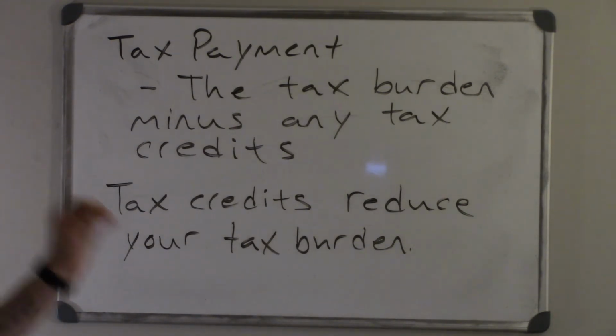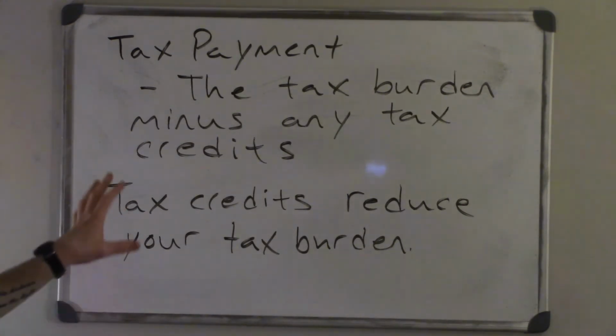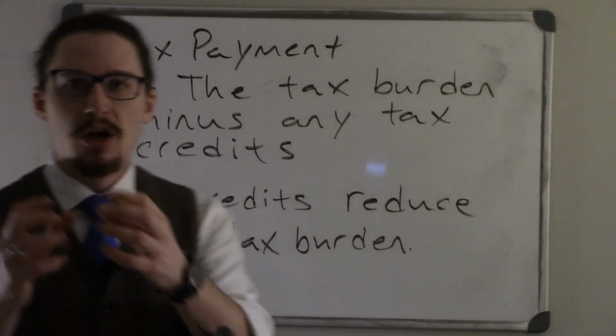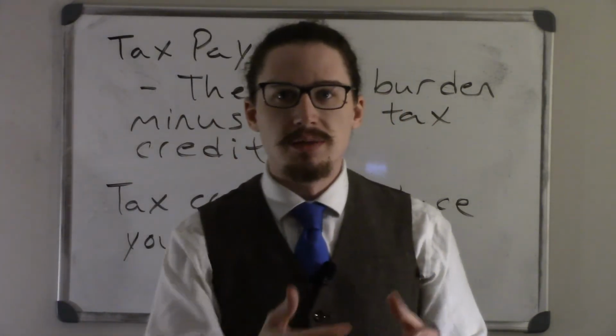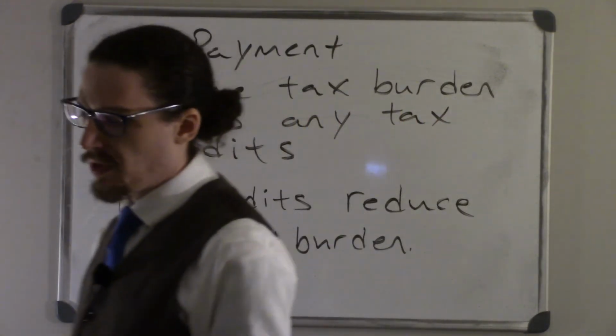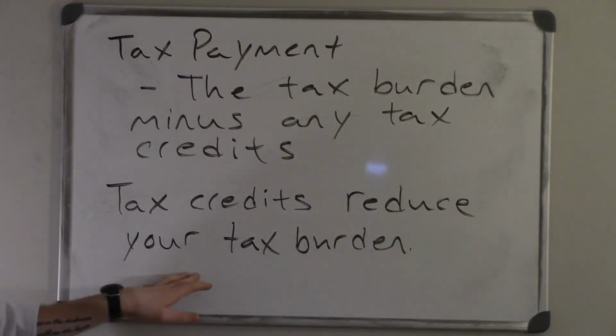A tax credit and a tax deduction, right? A deduction is going to reduce your taxable income. A tax credit is going to say, here's how much you owe in taxes. We're going to credit you this amount. So it's almost as if you paid that portion of your tax burden.